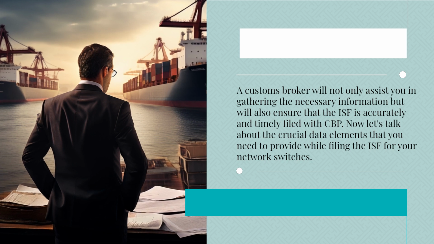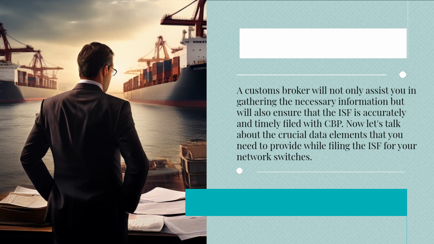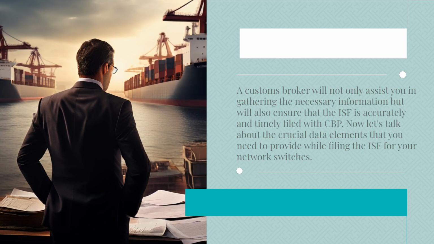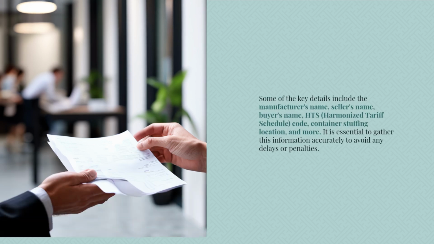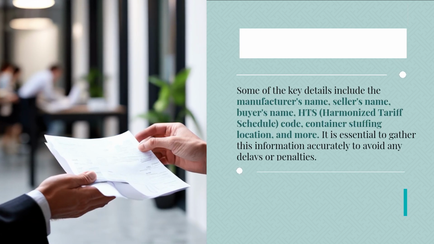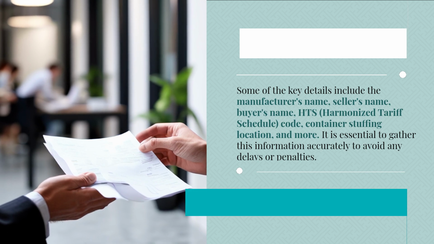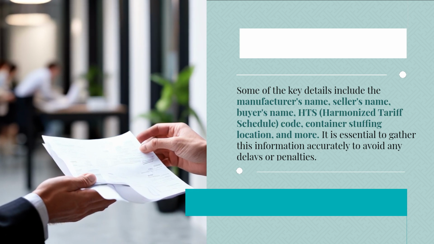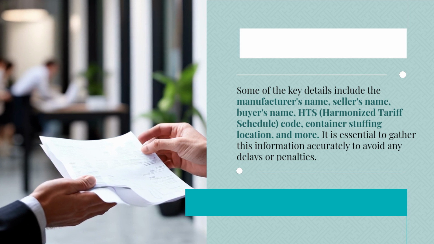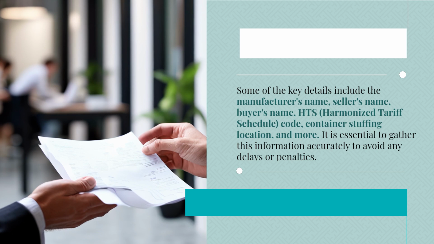Now let's talk about the crucial data elements that you need to provide while filing the ISF for your network switches. Some of the key details include the manufacturer's name, seller's name, buyer's name, HTS, harmonized tariff schedule, code, container stuffing location, and more. It is essential to gather this information accurately to avoid any delays or penalties.